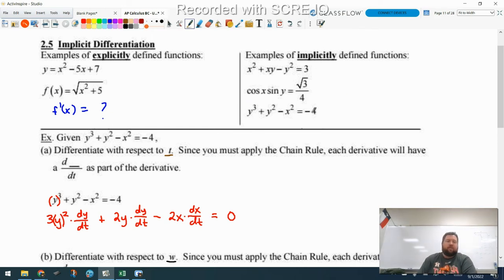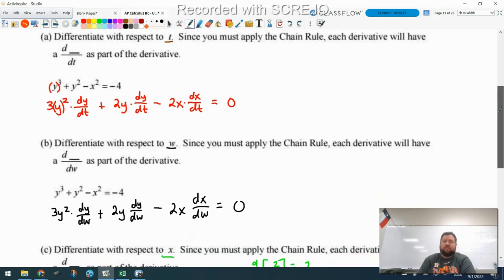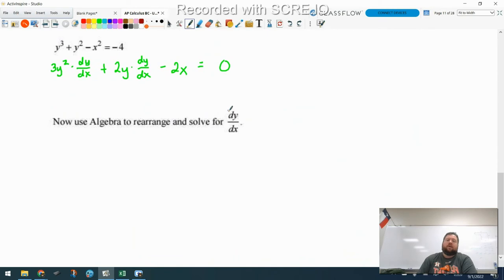Now we're not calling it prime notation. We're using this other notation. But I want to know, what is the derivative? What is dy over dx? So we do some algebra on this. I need to get my dy over dx by itself. So I'm going to take the term that does not have a dy over dx and move that to the other side. 3y squared dy over dx plus 2y dy over dx is equal to 2x.